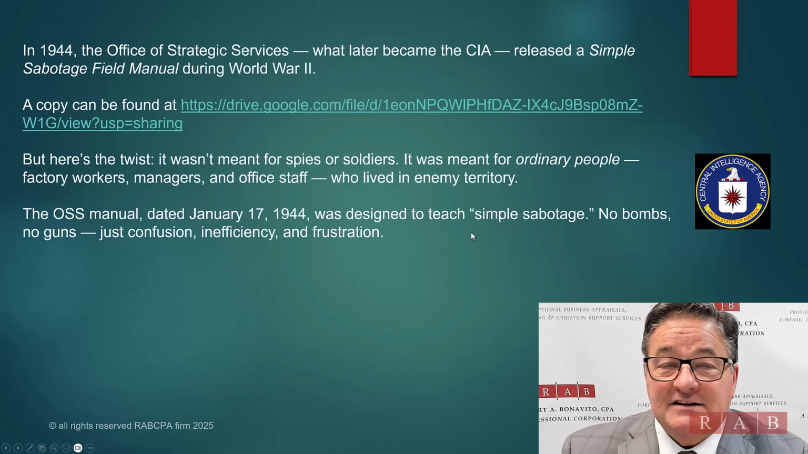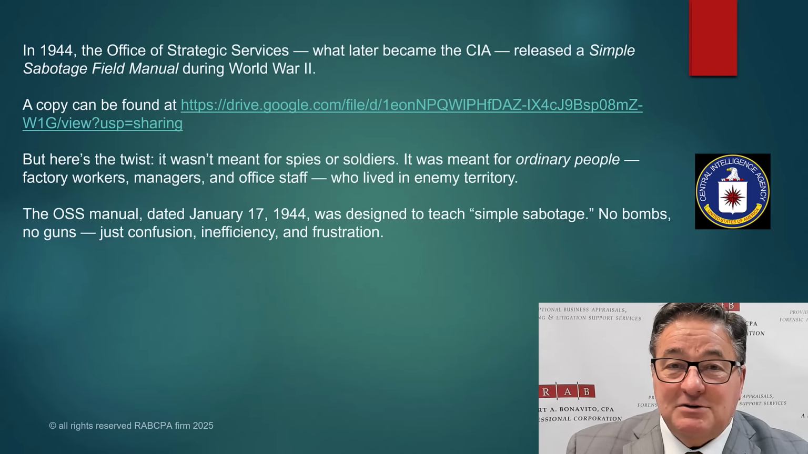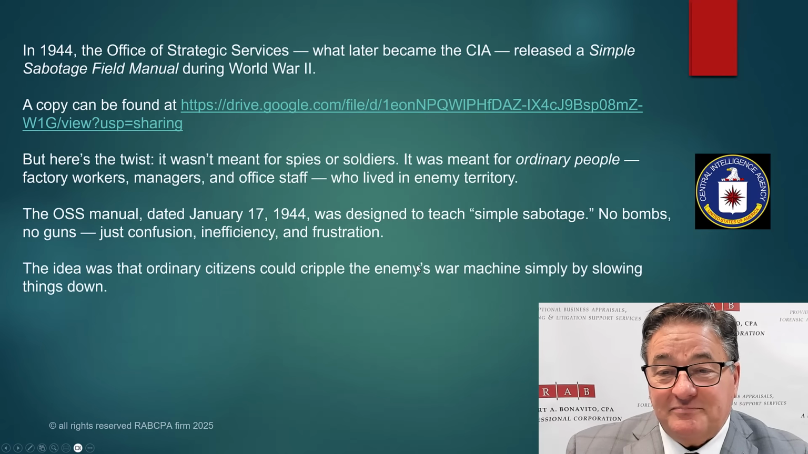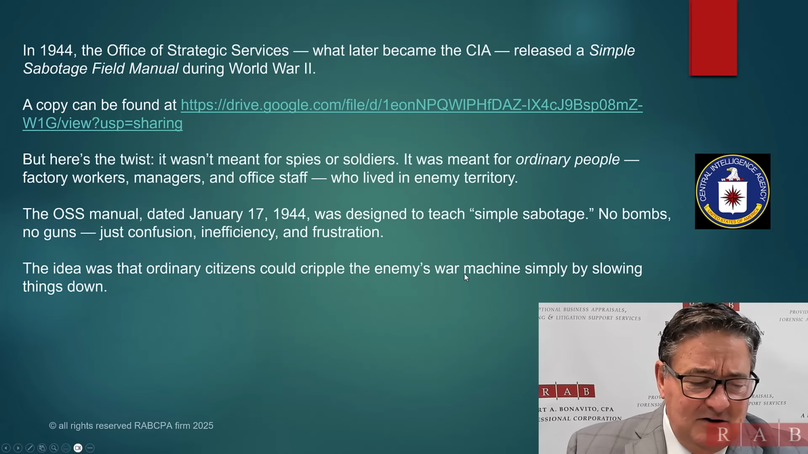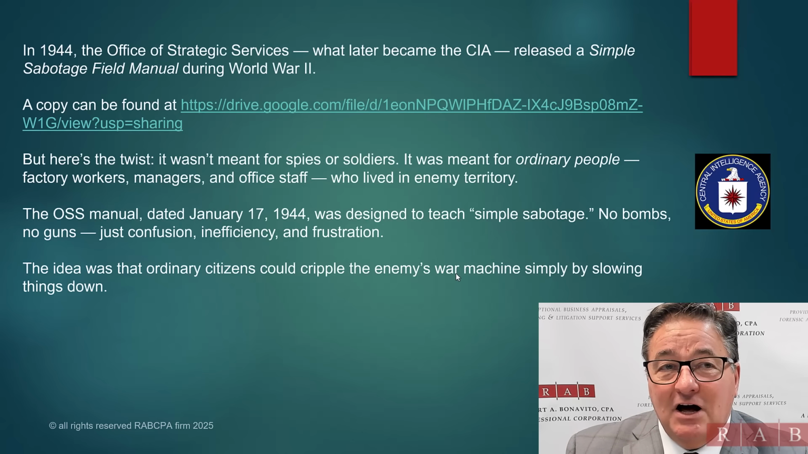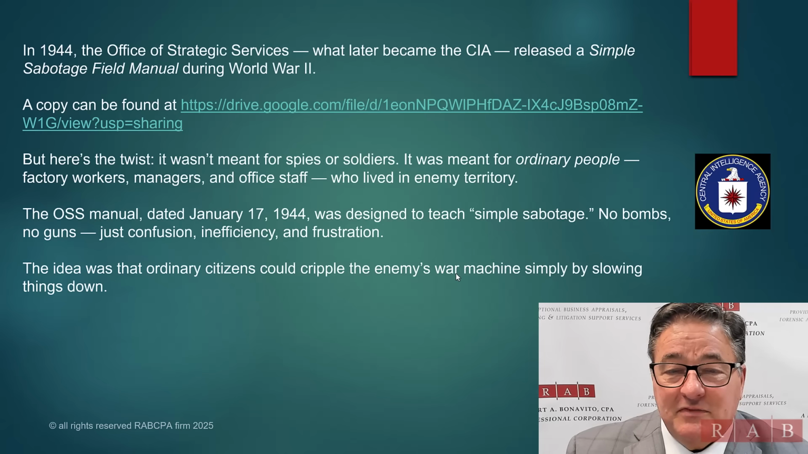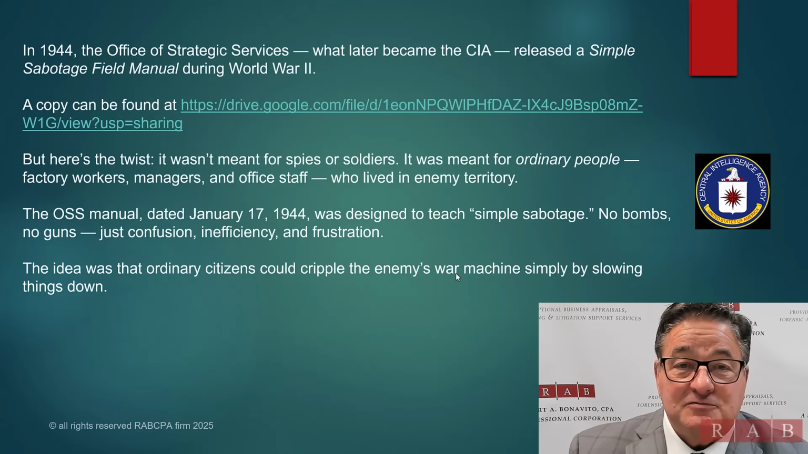Now, a lot of these techniques are in most companies I go into, even if we're not doing a forensic analysis or looking for fraud. The idea of the OSS was that the ordinary citizen could cripple companies. Think about it, this is a manual to help cripple companies behind enemy lines, and we see this stuff in companies all the time when we go into them. Some of them are indicators of fraud, but some of them are just totally incompetent.